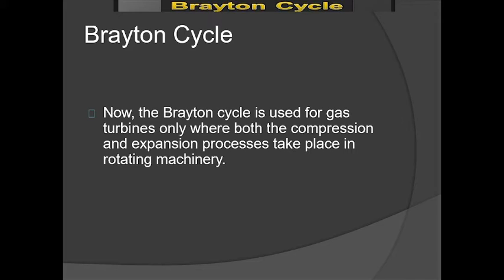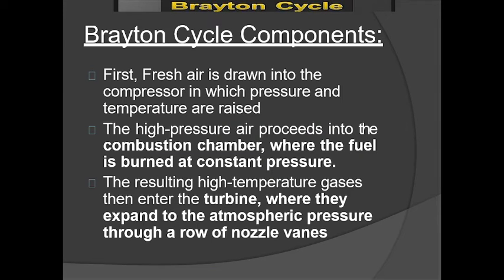Now, the Brayton cycle is used for gas turbines only, where both the compression and the expansion processes take place in the rotating machinery. So, Brayton cycle components. First, fresh air is drawn into the compressor, where pressure and temperature are raised. Then high pressure air proceeds into the combustion chamber where the fuel is burned at constant pressure.